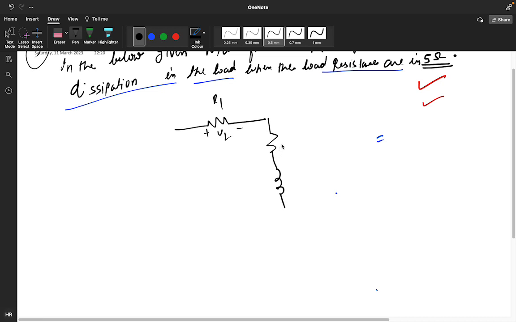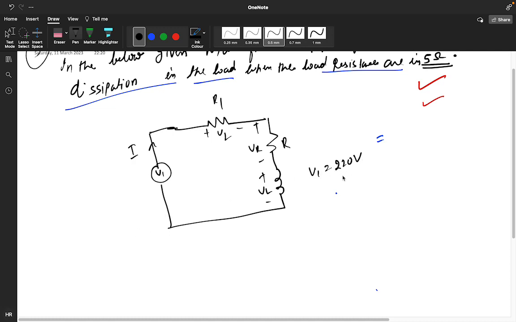This particular one is L, this is R, this is positive negative VR, this is positive negative VL, this is your V1, and this is I. The value of V1 is given as 220 volt, the value of V2 is 122 volt, and the value of V3 is 136 volt. So this particular one is your V3, the overall combination. V3 we have as VR plus jVL.